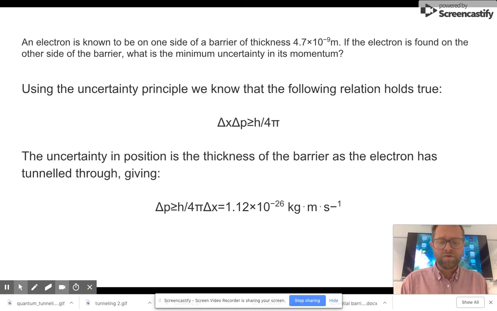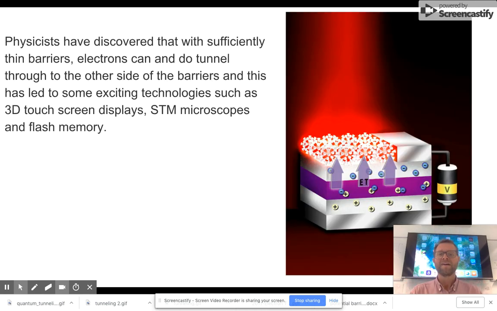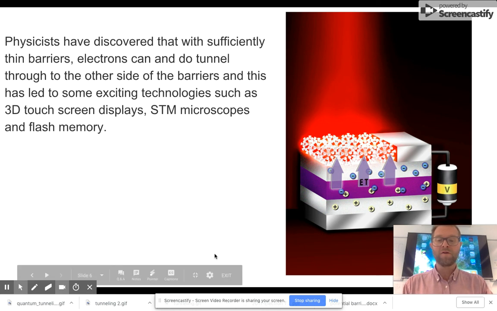Now, why is this useful? Well, the actual process is really useful because it means that we can start to find situations where we can have barriers that electrons can tunnel through. And if they can tunnel through, it means we can have things like 3D touchscreen displays, STM microscopes, and flash memory, which are all actually based on quantum tunneling effects. So it becomes really useful in the real world as well. And that is my quick overview of quantum tunneling.